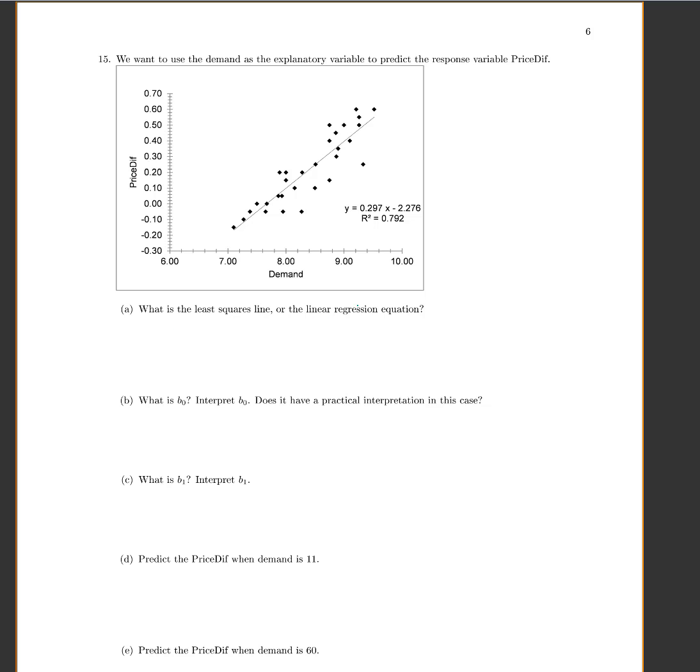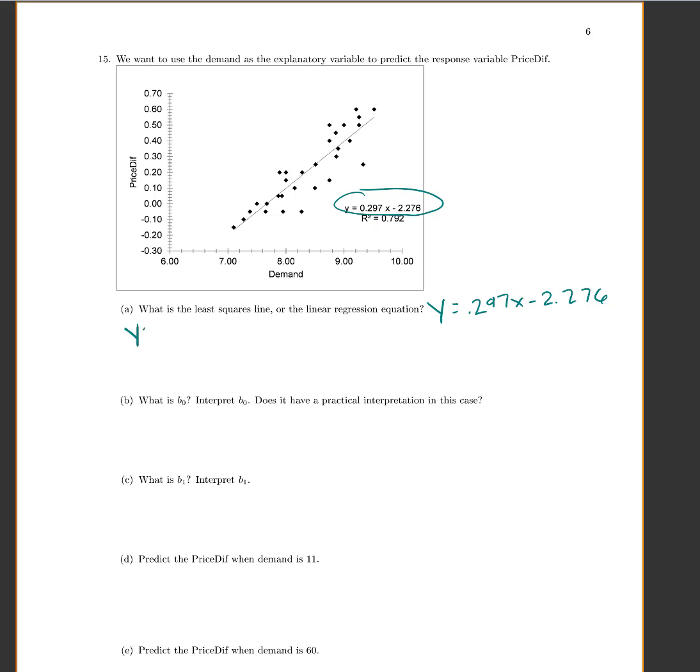So first, what is the least squares line or the linear regression equation? This we just read straight off the chart. Here's where it gives me my equation: y equals 0.297x minus 2.276. In math, we usually write the part with the x first. In statistics, we usually write the number that's by itself first.